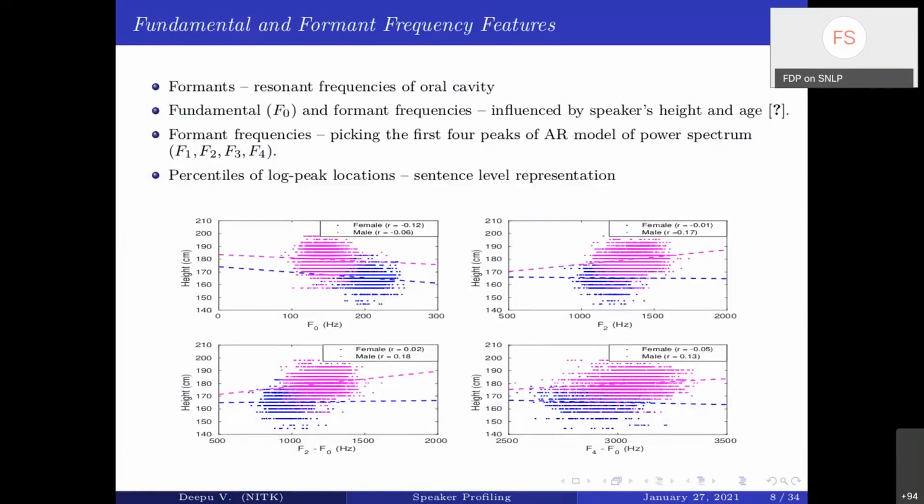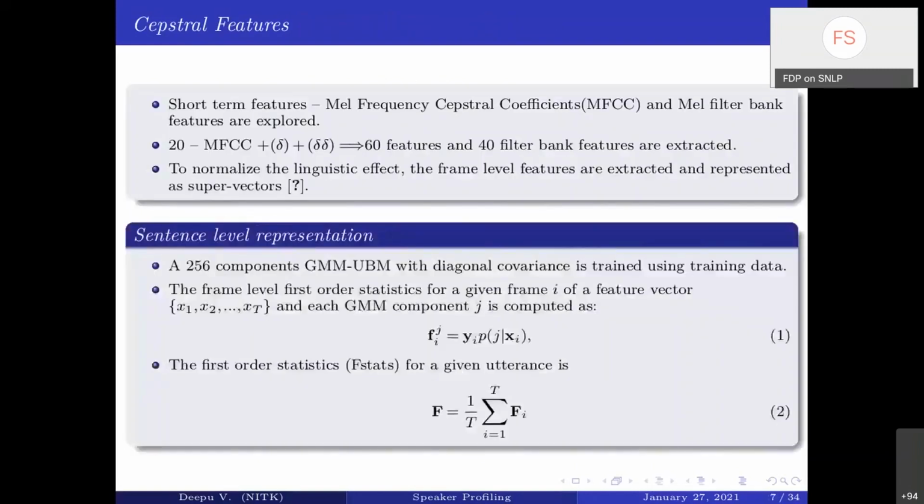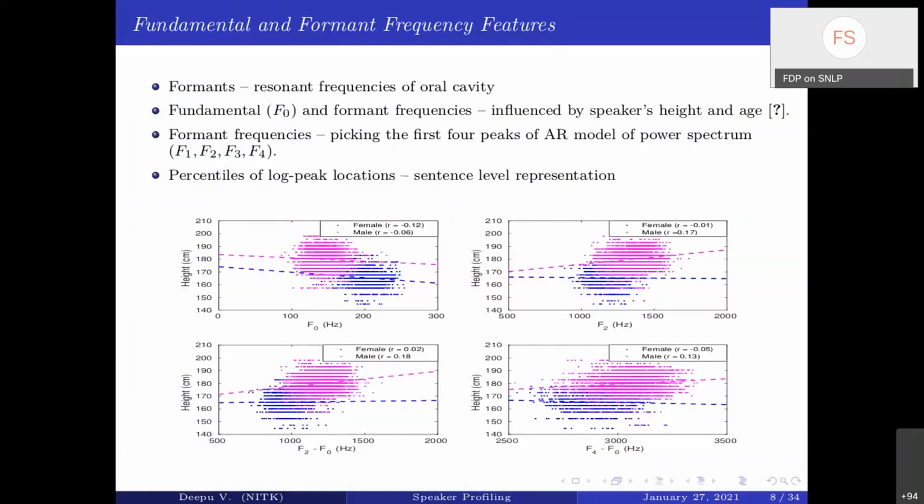Okay, so that was the first set of features we tried. The second set of features is what we call formants. Formants are a very special characteristic of human speech. So basically, what are formants? They are basically the peaks of your spectra.